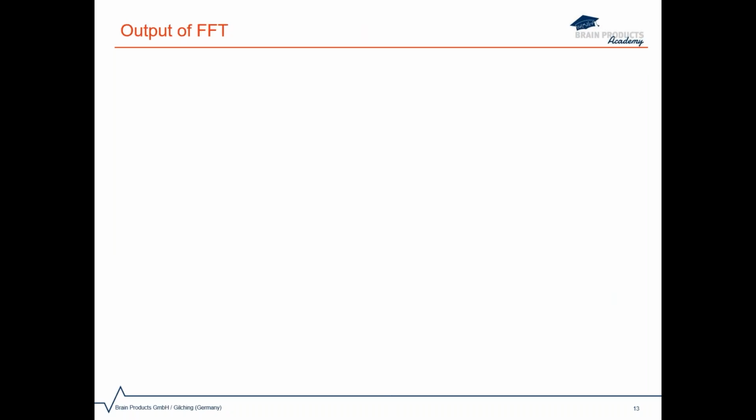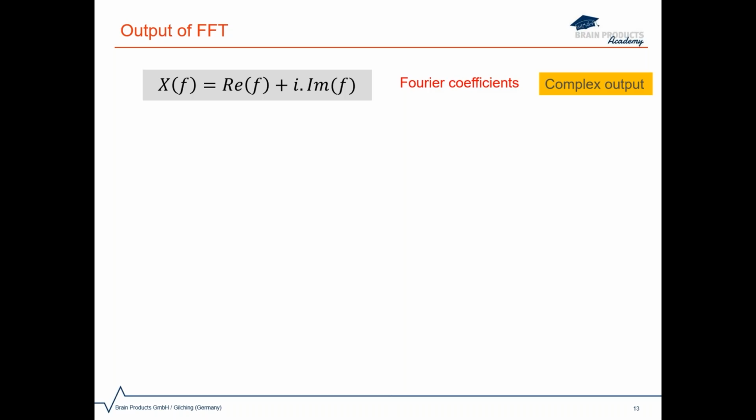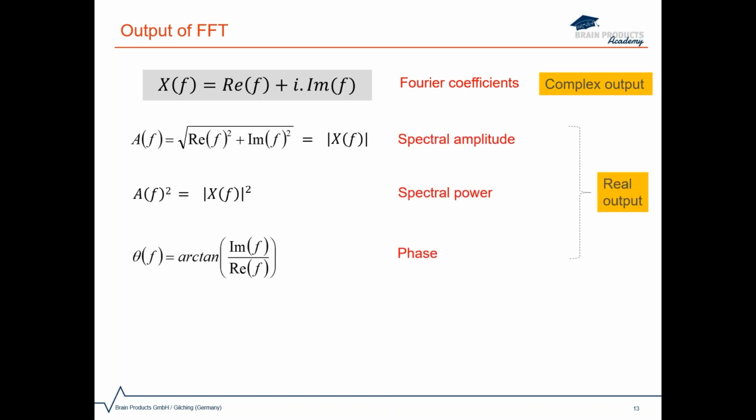Due to complex sinusoids, the result of the computation will be a complex number per frequency, which are called Fourier coefficients. A complex number means the number is represented as A plus iB, having real and imaginary part. So what can we do with these complex coefficients? We can make use of them to compute spectral amplitude, power, and phase by using the following equations.